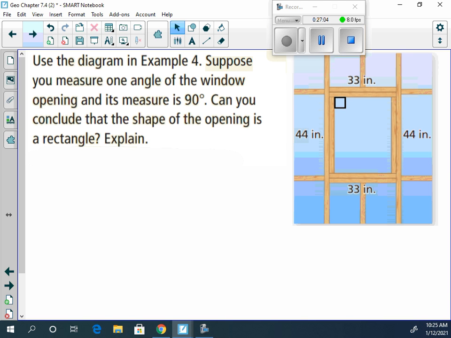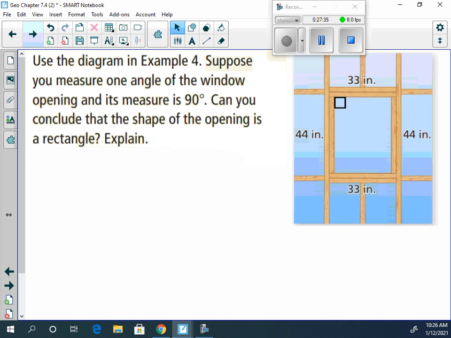Here's the diagram in example 4. Okay, we got it. Suppose you measure one of the angles of the window opening, and it measures 90 degrees. Can you conclude that this opening is now a rectangle? So how many do we need total? 4. So we know the opposite sides are congruent. Yes, they're still congruent. So we looked at this on the first question.